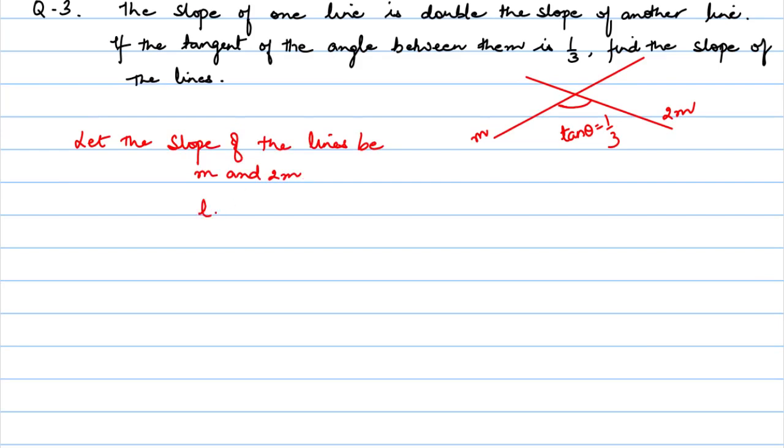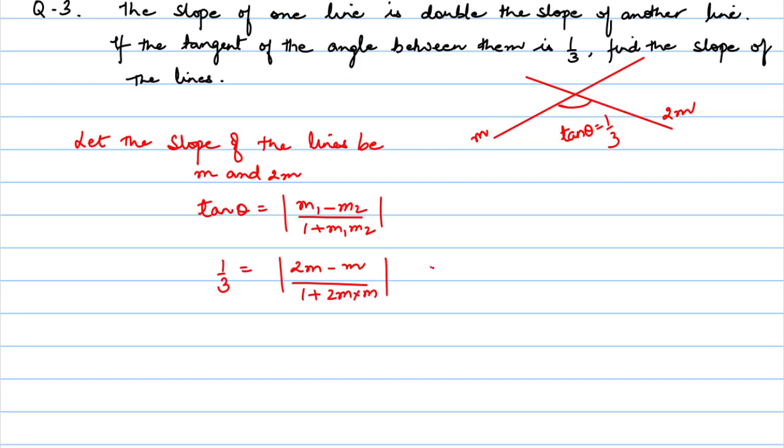Now we know the formula between two lines. Tan theta is what? Modulus of m1 minus m2 upon 1 plus m1 m2. Now if we apply this formula, tan theta in this case is given as 1/3. Let the slope of the first line be 2m, the slope of the other line be m, 1 plus 2m into m. So if we simplify this, we get m upon 1 plus 2m square is equal to 1/3. Now when we remove the modulus sign, we'll get plus minus sign. m upon 1 plus 2m square is equal to plus minus 1/3.